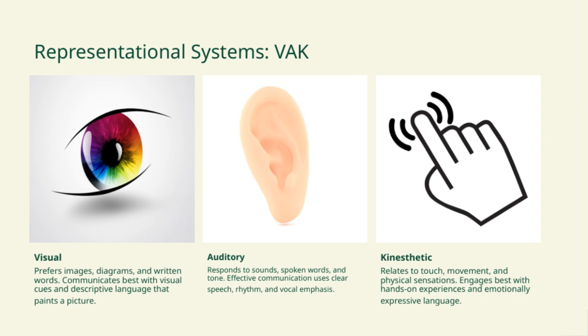Next, we have auditory. This system responds to sounds, spoken words, and tone of voice. Effective communication with auditory learners involves clear speech, rhythmic patterns, and vocal emphasis. They often remember information best when they hear it and benefit from discussions or verbal repetition.